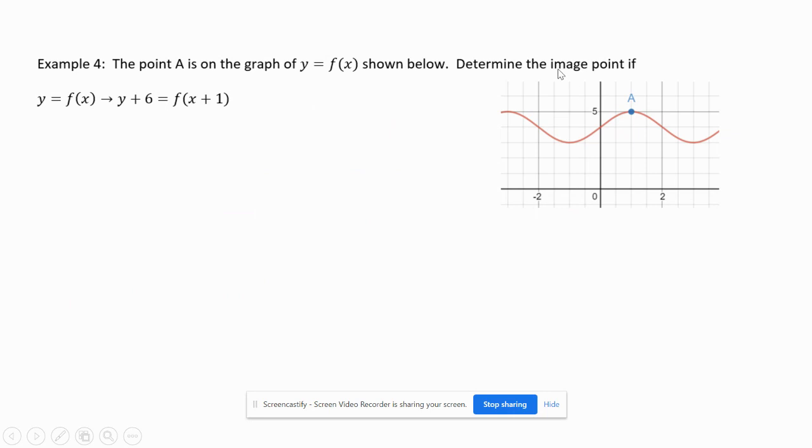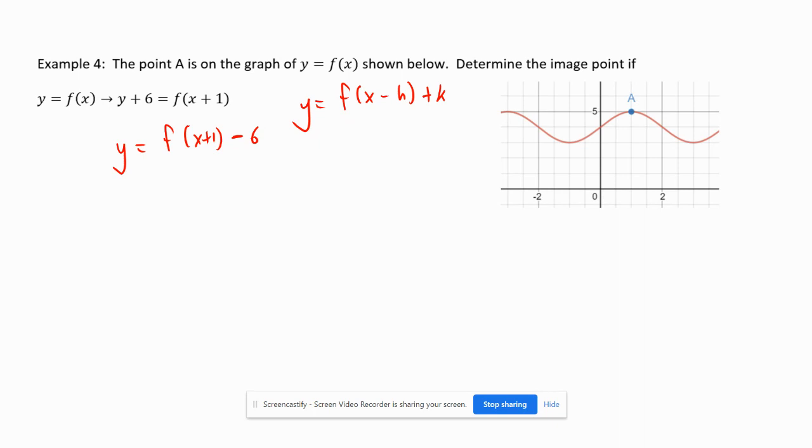Okay, so example 4 says the point A, it's this guy right here, is on the graph of y equals f of x. So this is some graph y equals f of x. Determine the image point of A if y equals f of x becomes y plus 6 equals f of x plus 1. So first thing I'm going to do is put the transformations that we were talking about in this form over here. In this case, this 6 is kind of on the wrong side of the equation. So I'm just going to rewrite this guy as y equals f of x plus 1, and I'm going to put this minus 6 over here. So I just subtract the 6 from both sides like this.